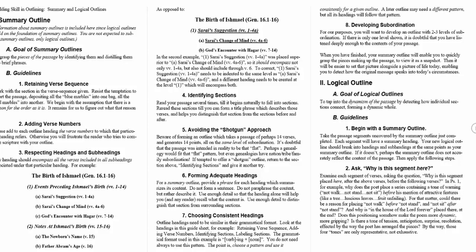Step number 8, top of column 3, developing subordination. I encourage, and this will apply to logical outlines as well as summary, but we'll be winding up working on logical outlines, I encourage you to develop 2 or 3 levels of subordination. If you're wondering what this means, look over to the first column. The lower portion, you have the birth of Ishmael, that's the title. And then first major heading is set at the number 1 level. That's one level of subordination. That's the most major heading.